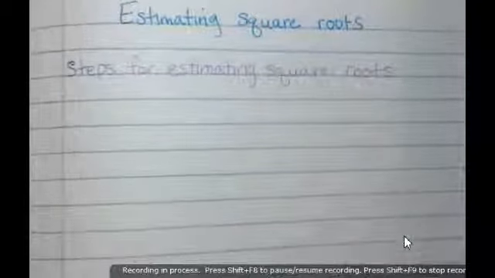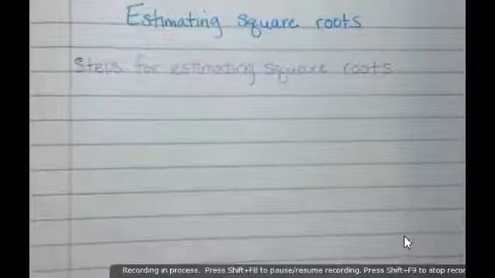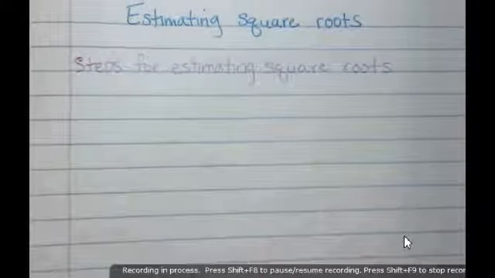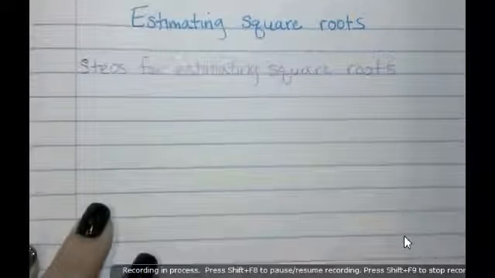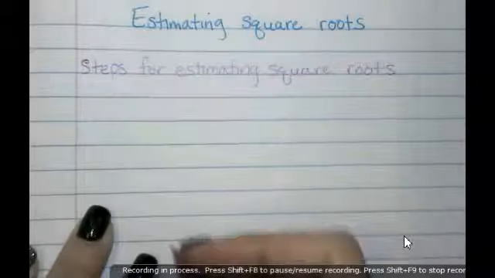Okay, now that we know what square roots are, let's look at the steps for estimating square roots that are not perfect squares. So if we're not using a whole number and multiplying it by itself, then how do we find the square root of a number that's not a perfect square? For example, let's take a look at the square root of 18.